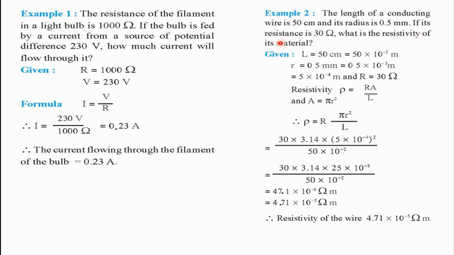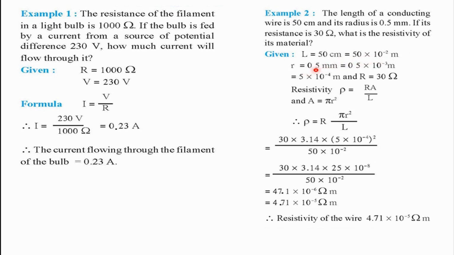Resistance and resistivity both are different. Resistivity is resistance per unit length. Ohm meter will be its unit. So let us start the sum. Length is 50 centimeter. If it is centimeter, we have to make it in SI unit, that is, we have to convert centimeter into meter. 50 into 10 raised to minus 2 will give you this entire value in meter. You have to multiply 10 raised to minus 2 to convert any value centimeter to meter.